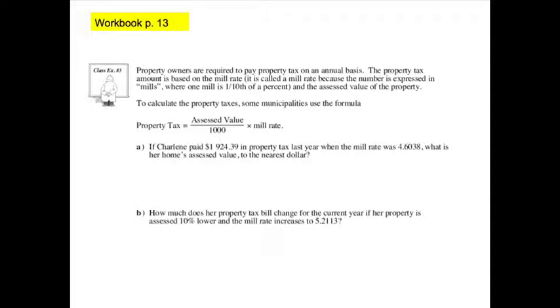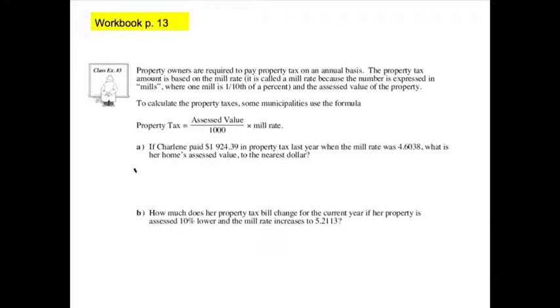So if Charlene paid $1,924.39 in property tax last year, when the mill rate was 4.6038, what is her home's assessed value to the nearest dollar? It may help you to write the formula and put everything that we have in there and just rearrange for what we don't have. So let's take a look at that.